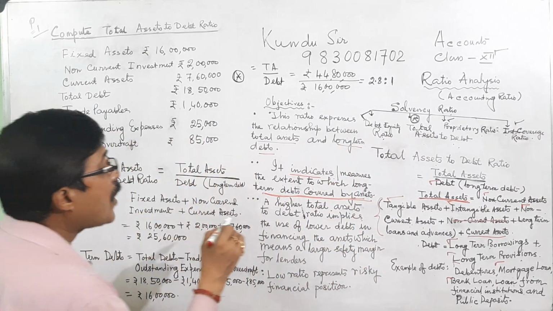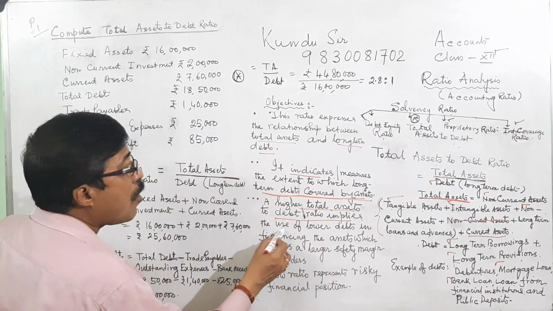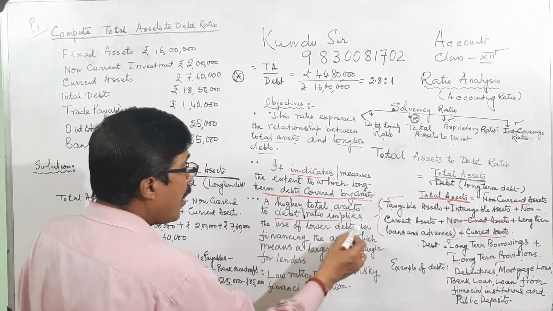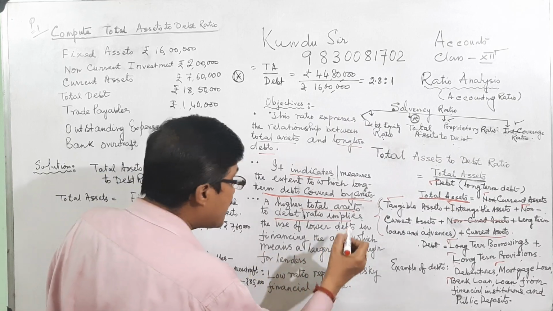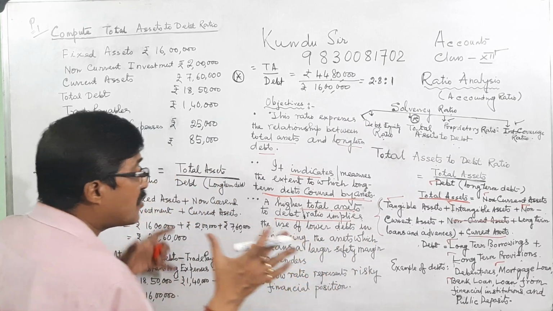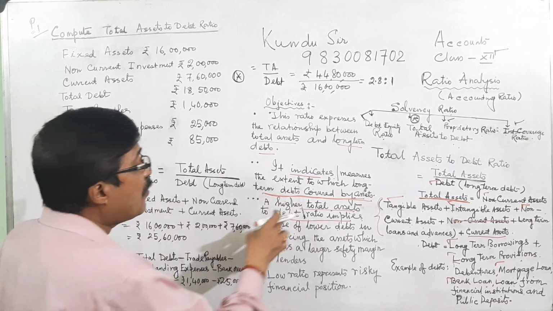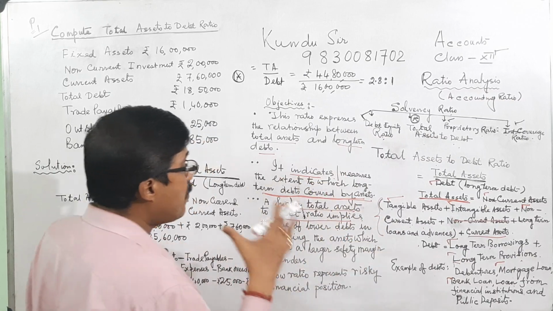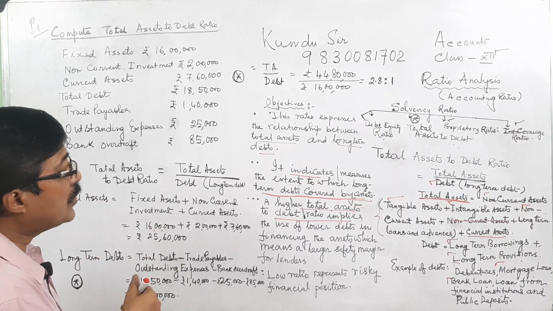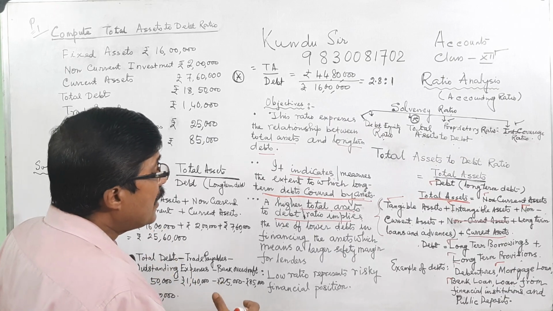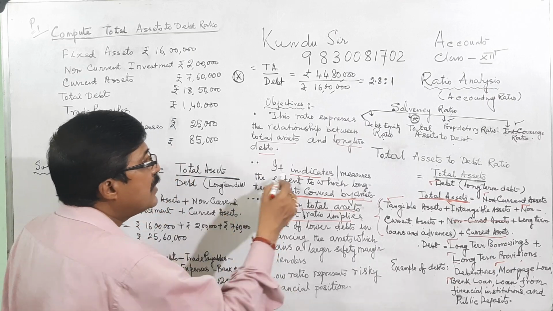A higher total asset to debt ratio implies the use of lower debt in financing the assets, which means a larger margin of safety for the lenders. When the total asset is more and debt is less, then the investors or those giving loans to the company feel safe because the ratio is higher.